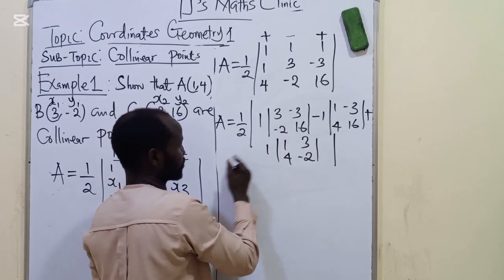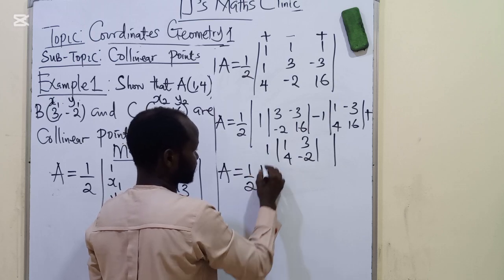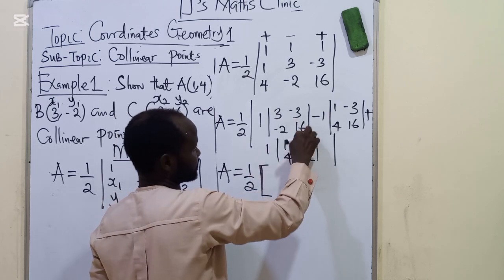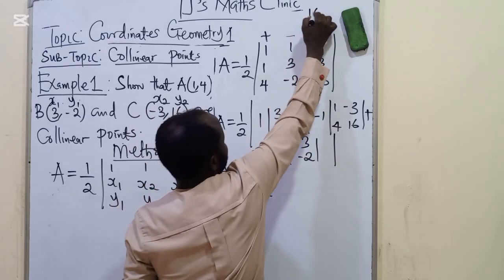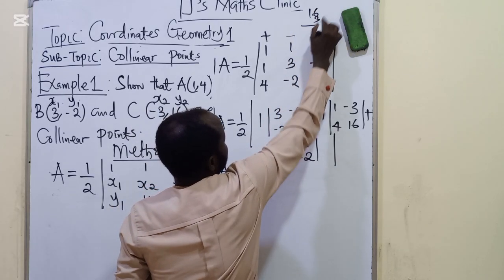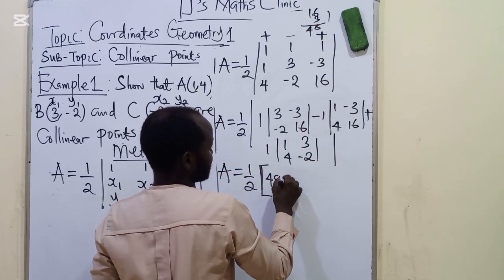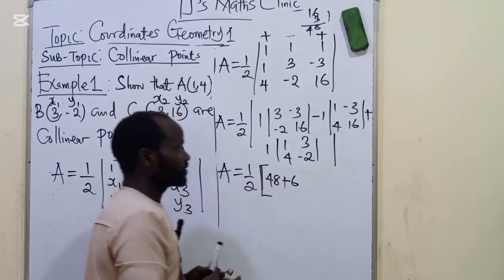Multiply by 1, so it will be the area, which is half. Then we have the absolute value, let's use square brackets now since we are finding it. It will be 3 times 16. That will be 48. So we have 48 minus 2 times, that will be minus 6, that will be plus 6. Very important.